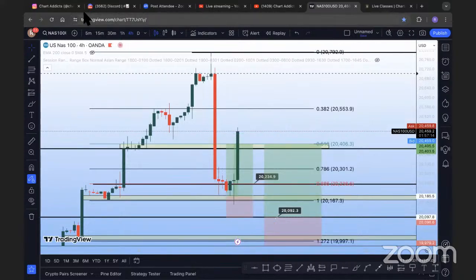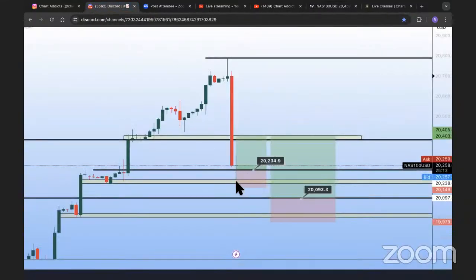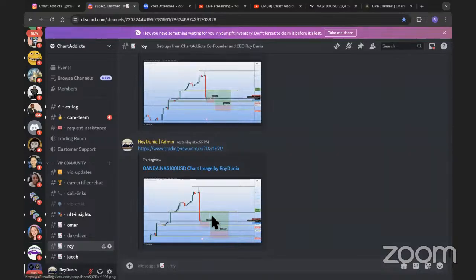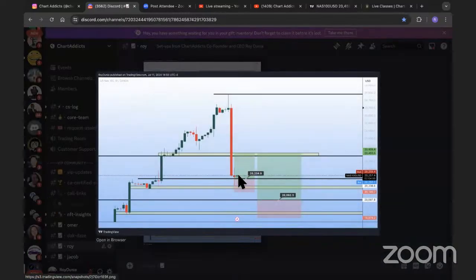The stop loss did get hit on this trade, and so I had to re-enter. The stop loss was way too tight for this trade. I'm just going to be honest. I want to call it a rookie mistake, but I was looking at it from a scalp perspective.